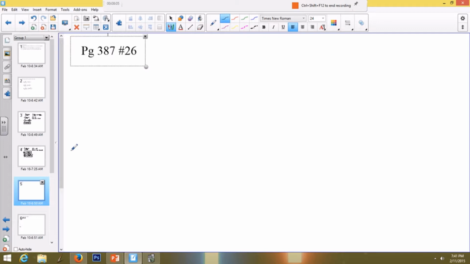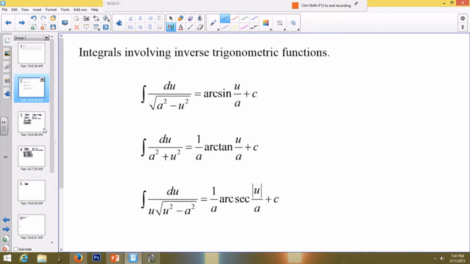All right, looking at number 26. In number 26, they give you this expression here. This one's a definite integral, so they go from 0 to 1. And they want us to do 1 over the square root of 4 minus x squared. So again, we're going to check and see which one this most looks like. Well, to me, it most looks like this one. I have a square and a square, and then I have something there that we'll have to deal with.